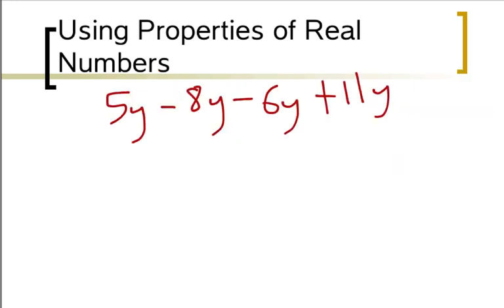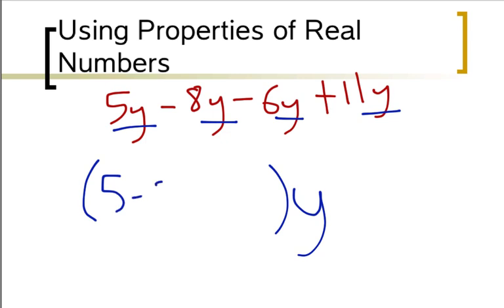Okay, now in this situation, these are all y's, so they are all like terms, because they all have y's. So what we need to do is just worry about the numbers and figure out the final amount of how many y's I have. So again, the outcome is just going to have a y in it, and I just have to do the math with the numbers in front. So 5 minus 8 minus 6 plus 11.